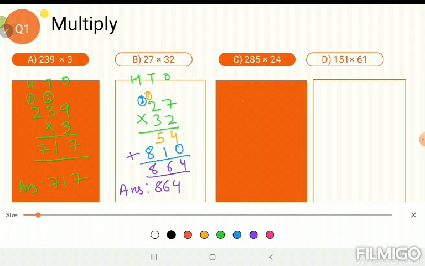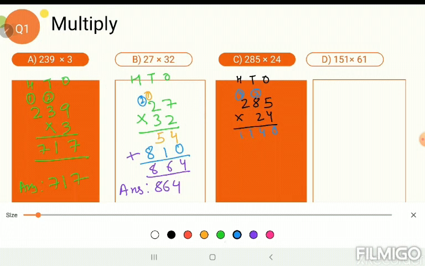Here it is given: 285 multiplied by 24. Ones, tens and hundreds. We are going to multiply it. Let's start by multiplying 285 by 4 first. So 4 5s are 20, 0, 2 will go up. 4 8s are 32 plus 2 is 34. 4, and 3 will go up. 4 2s are 8. 8 plus 3 is 11.